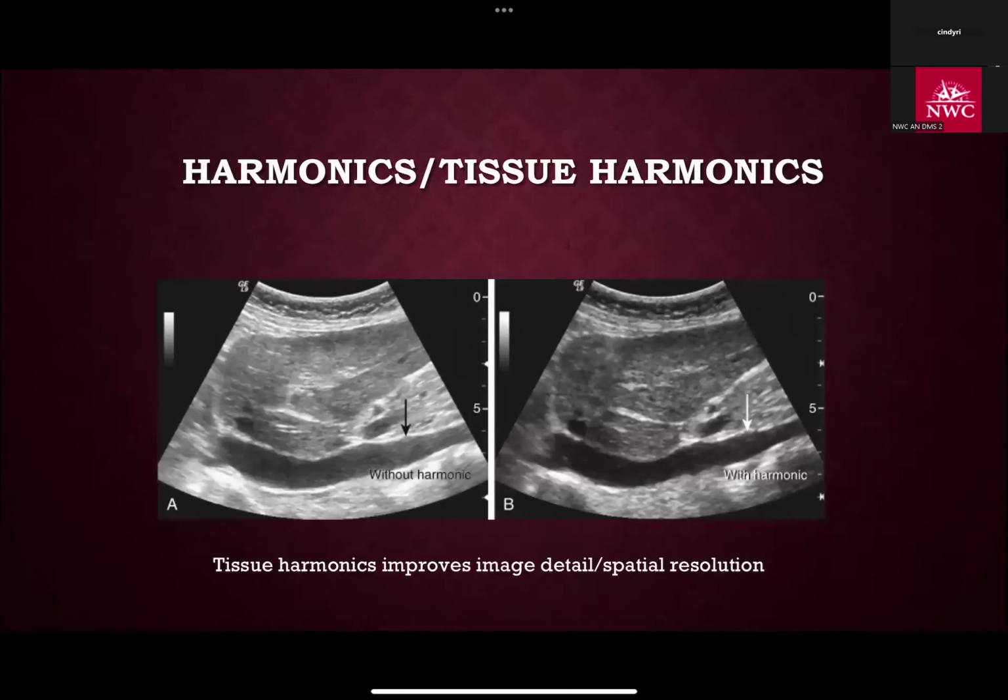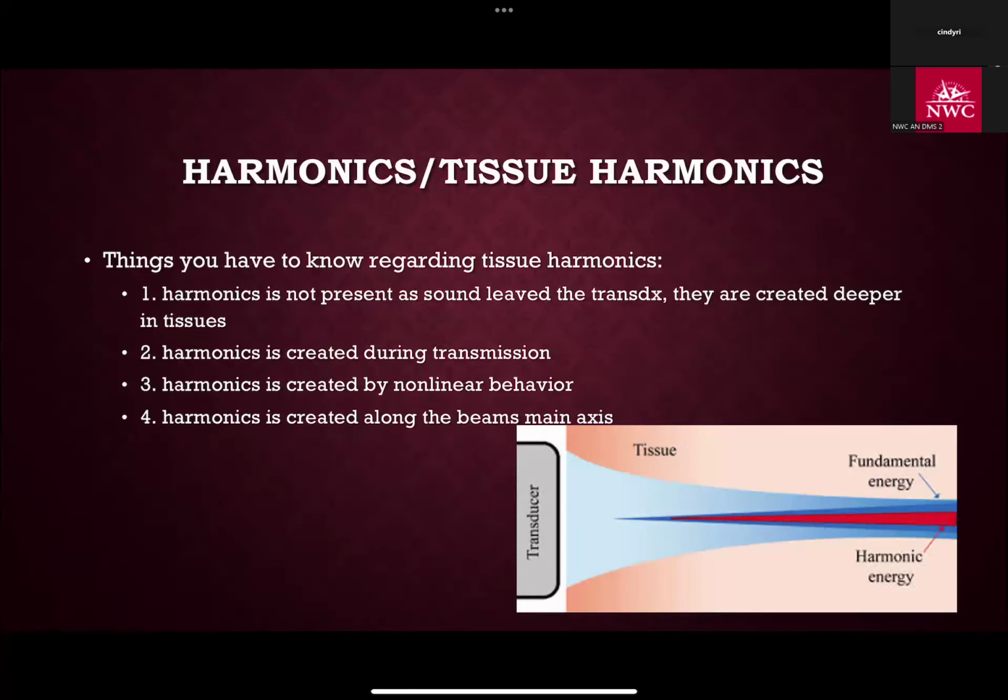Here's an example of image A and image B. Image B is made with harmonics. And as you can see, it says that it contains more detail or spatial resolution. If you think back at what you know about frequency, the higher the frequency we use, the more detailed our image is. And so the image does look a lot cleaner and more appealing than it does in image A.